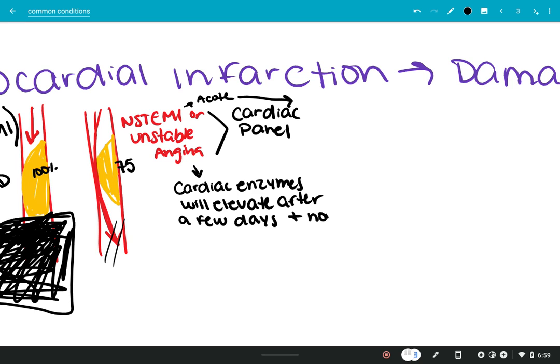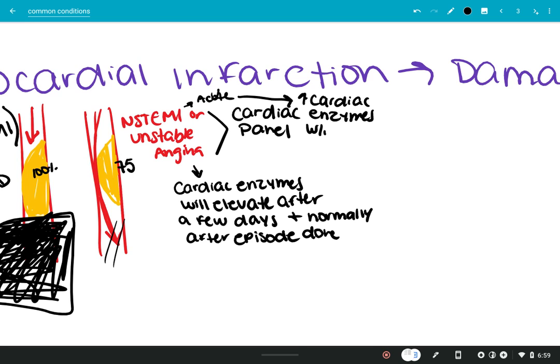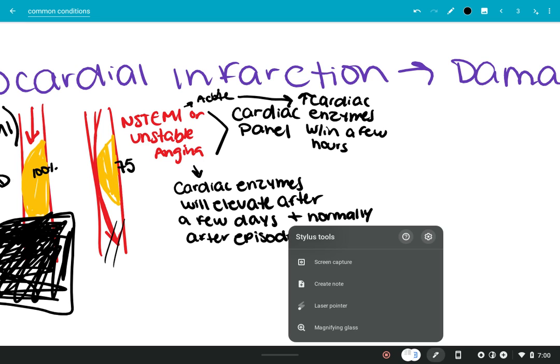And normally after the episode is done. Okay? With a non-STEMI, because it's acute, you're going to see an increase in cardiac enzymes within a few hours, right? So it's going to be pretty rapid.